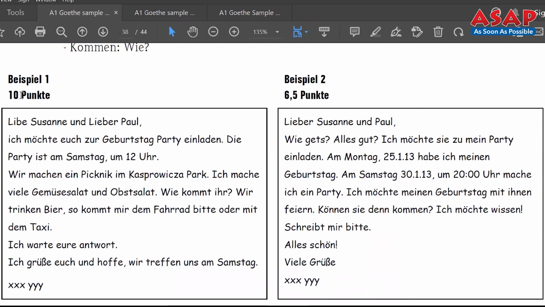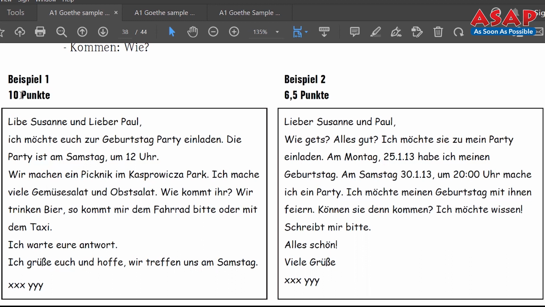Beispiel 1, 10 points. Okay, lieber Susanne und lieber Paul, ich möchte euch zur Geburtstagparty einladen. I would like to invite you for the party. The party ist am Samstag 12 Uhr. Okay, wir machen einen Picknick im Kasprowiska Park. Now, what we are doing, that was not the point, but that is also okay if you write one sentence a little extra. Ich mache viele Gemüsesalat und Obstsalat. Okay, this is also not mentioned there, what you are going to eat or do.